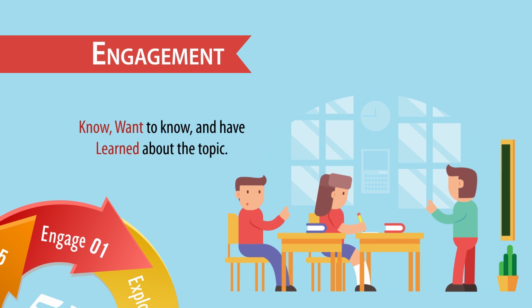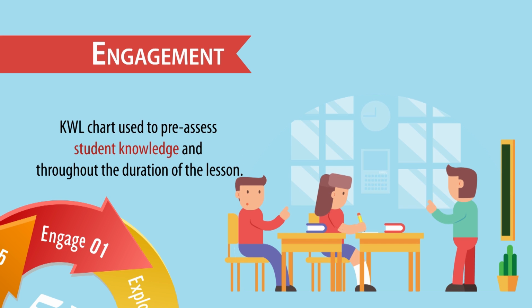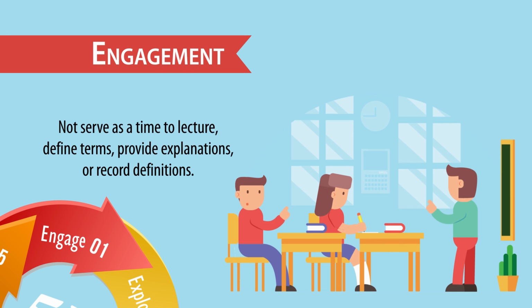A KWL chart asks students to brainstorm and record what they know, want to know, and eventually have learned about the topic. KWL stands for Know, Want, and Learned. The KWL chart is used to pre-assess student prior knowledge and is often referred to throughout the duration of the lesson. The instructional task is identified. However, this phase does not serve as a time to lecture, define terms, provide explanations, or record definitions.